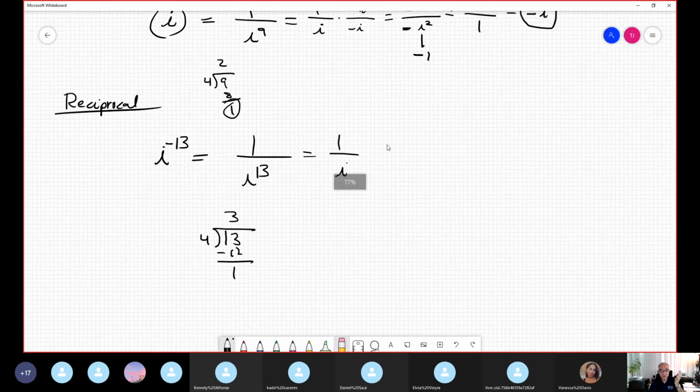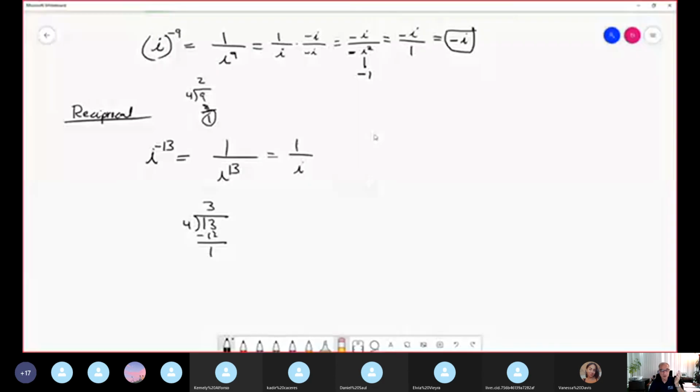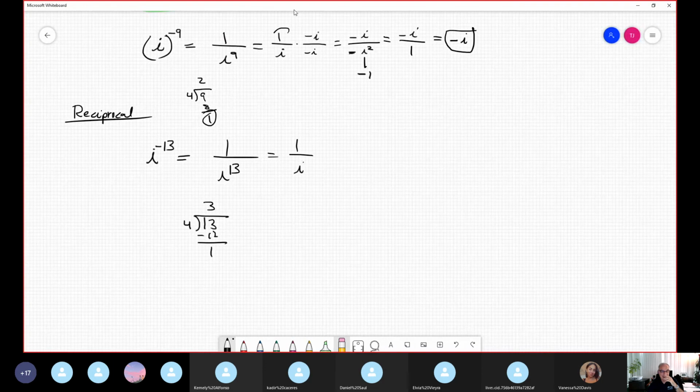So this is equivalent to 1 over i. Okay, but I did this example before, 1 over i. This example is exactly the same as this one. I don't want to repeat it. The answer is minus i. So, final answer.